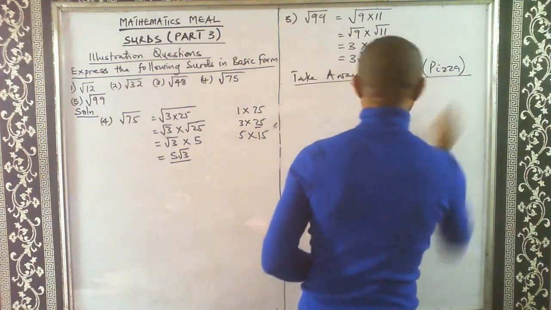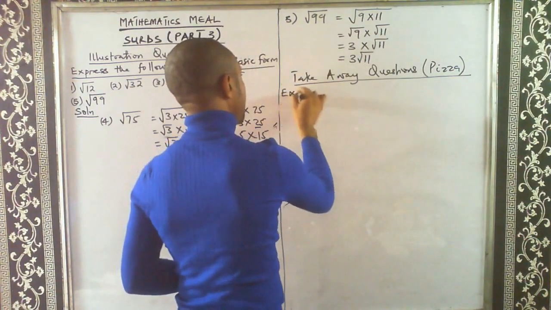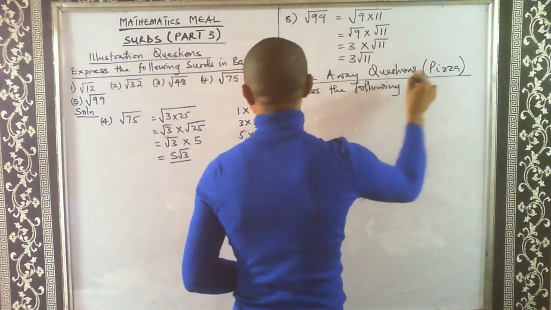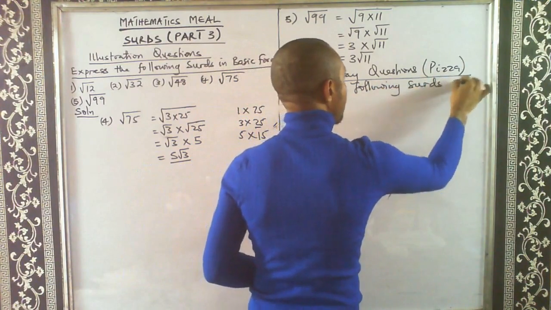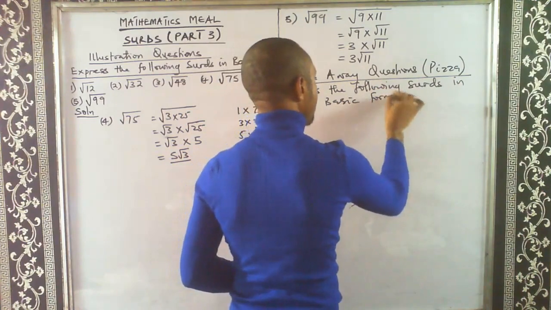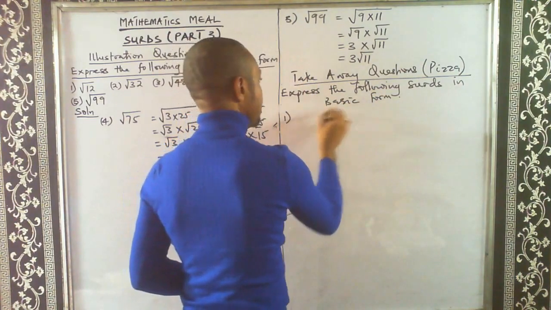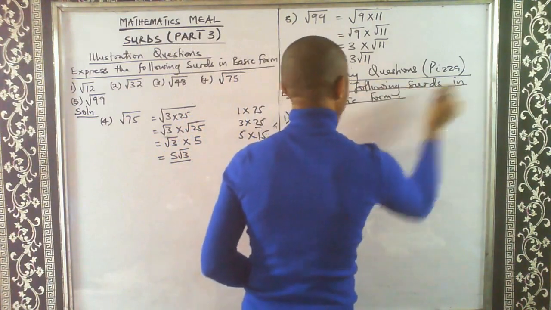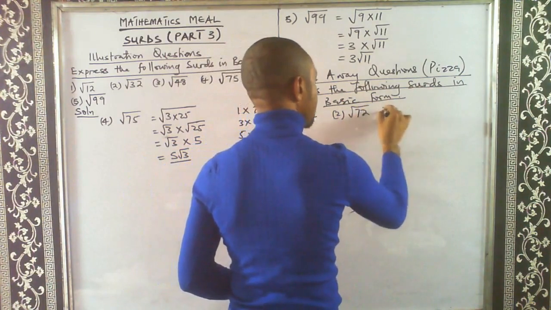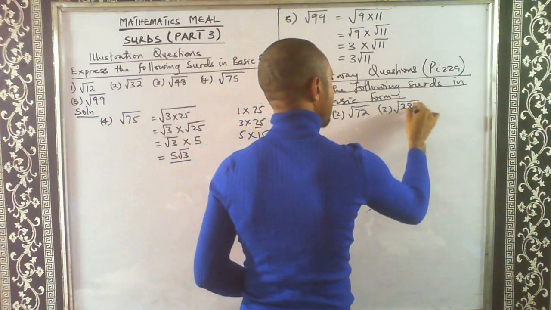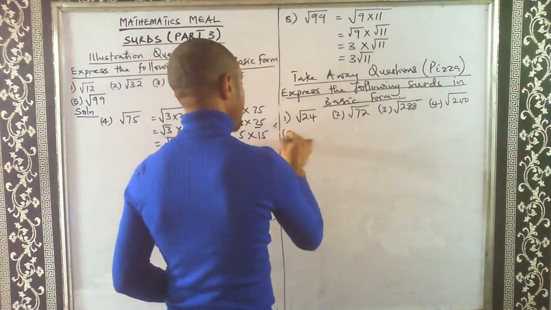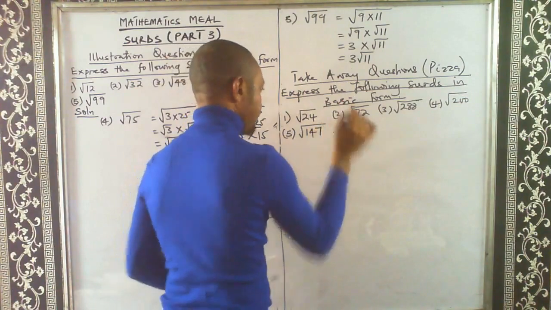So we have this. Express the following surds in their basic form. Number 1, we have square root of 24. 2, we have square root of 72. 3, we have square root of 288. 4, we have square root of 200. And 5, we have square root of 147.